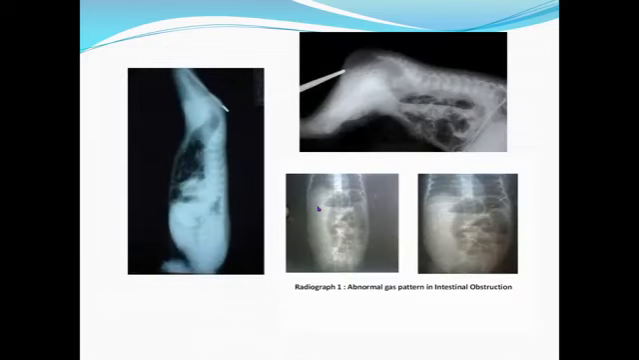So how can you diagnose a case of anorectal malformation by radiograph? You can diagnose anorectal malformation by seeing the X-ray films. What is the X-ray? That is the invertogram X-ray. Invertogram means inverted position. Here it is in inverted position.